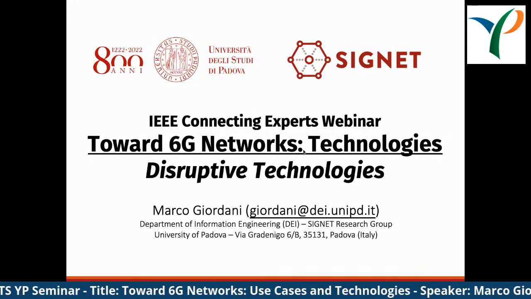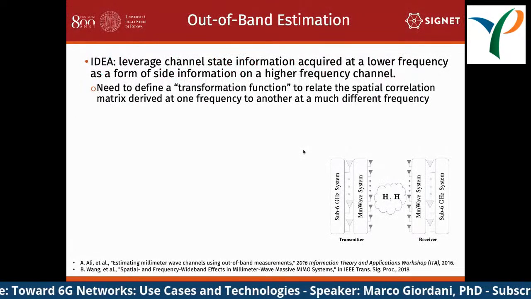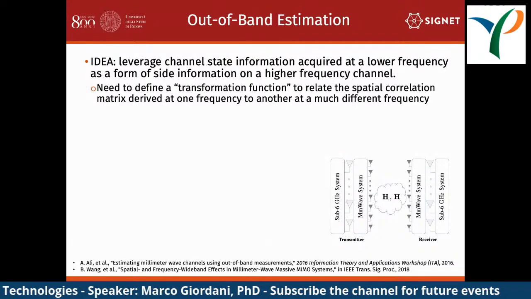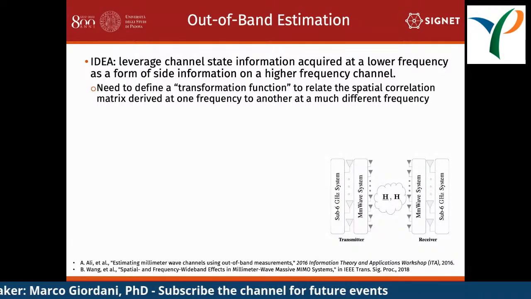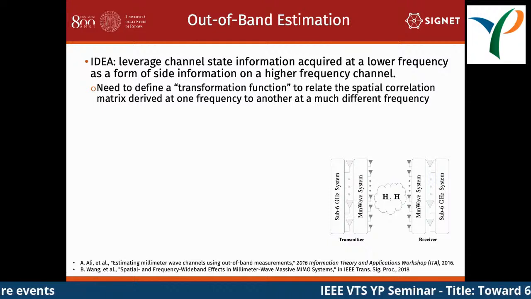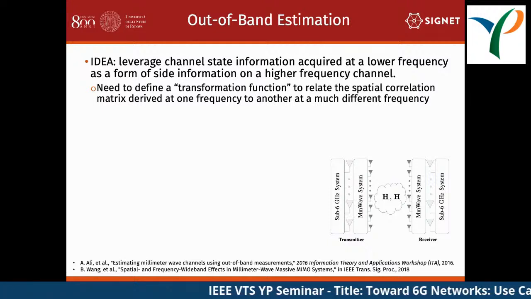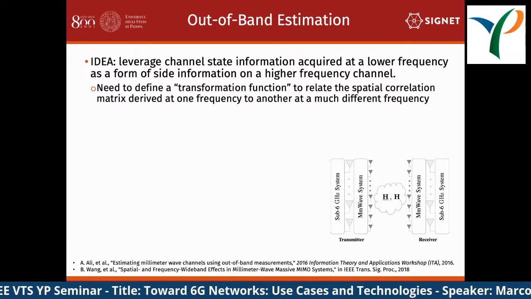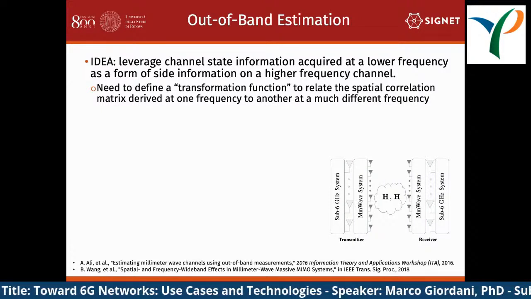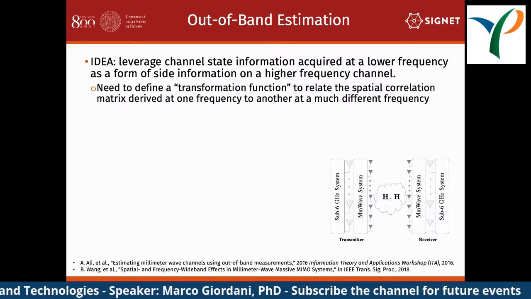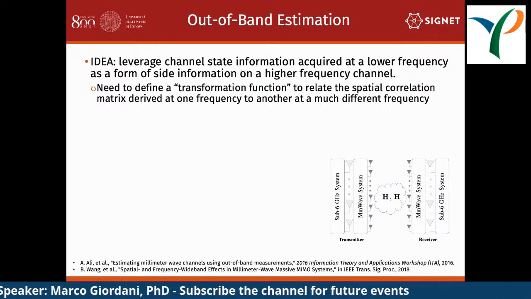And one is the so-called out-of-band estimation. So when we operate at high frequencies, I'm talking about millimeter waves, but also terahertz or VLC, as I have introduced before, we have the issue of how to estimate the channel. The channel at these frequencies is very time varying. So what we estimate in one specific time slot will be completely different from what we actually experience when it's time for transmission. So how can we ease the process of estimating the channel?